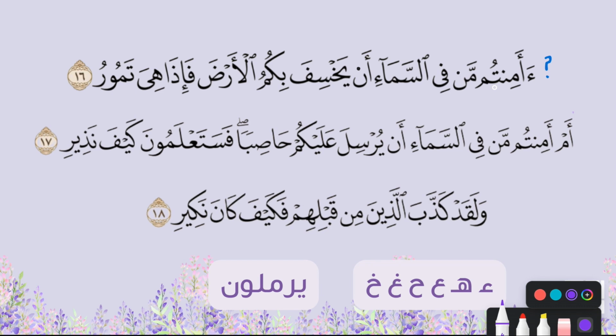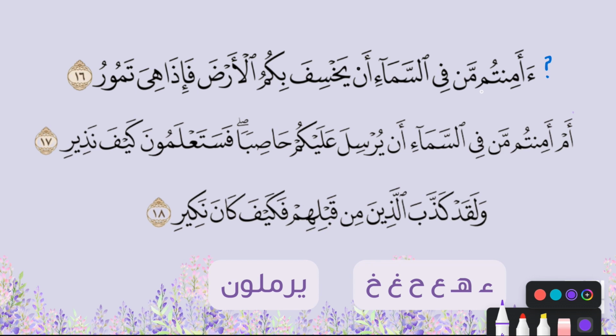So we are going to say a'amiltum, tu. And then here we have mim and mim, idgham mithlain. These are the same letter. One is sukoon and the second has a fatha. So what happened is that the first one merged into the second. We are going to talk about this as a rule, inshallah, in another recording.